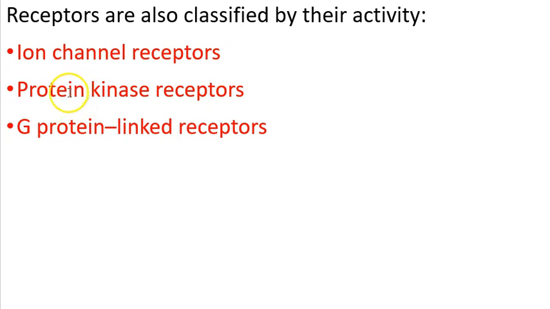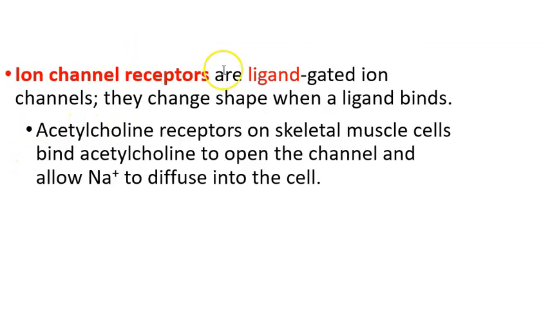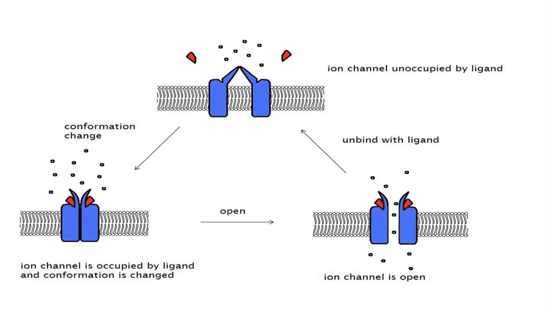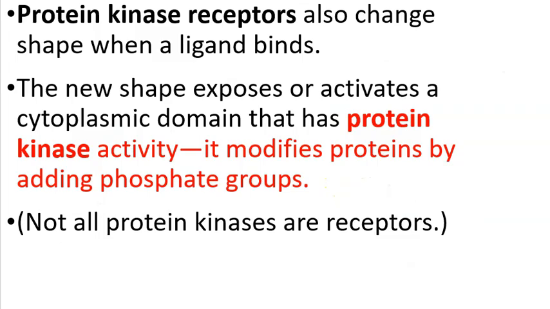3 different types of receptors: ion channels, protein kinase, and G-protein linked receptors. Ion channels, kind of what they look like. Ligand gated, which means the ligand binds, the channel opens, and ions rush in. We need this to be able to use our muscles correctly. You can see right here, conformational change, it's open, ions rush in, very important.